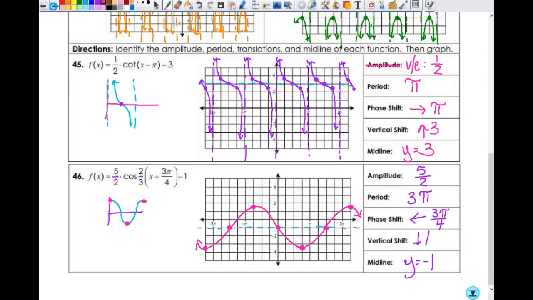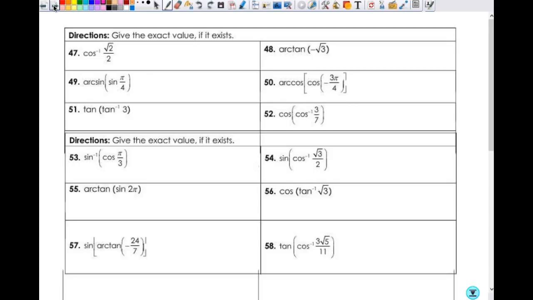All right, so let's look on the back. Okay, so here are your inverses. Remember, for cosine inverse, we are restricted to the first and second quadrants. For sine inverse and tangent inverse, we are restricted to the first and fourth quadrants. So that's the only kind of answers you get to have for that stuff.